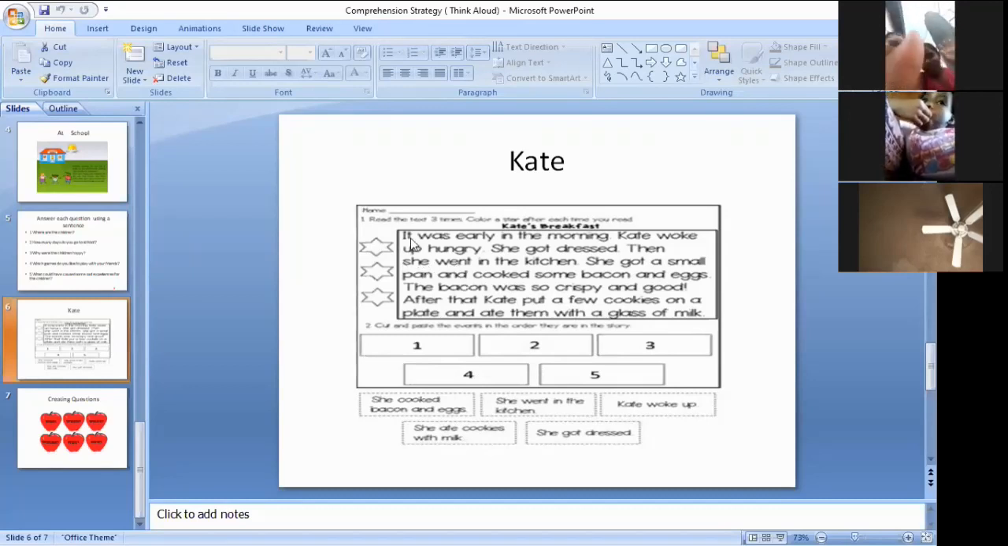Let us read the first part of the story now. It was early in the morning. Kate woke up hungry. She got dressed. Then she went in the kitchen. Stop right there. Use where to create a question for that sentence. Where did she go? Very good. You heard what she said? Yeah, where did she go?